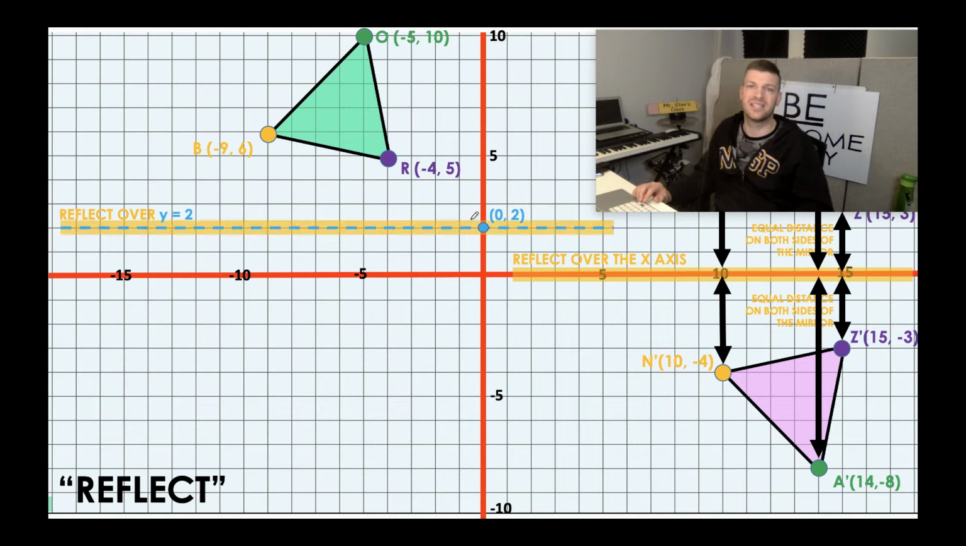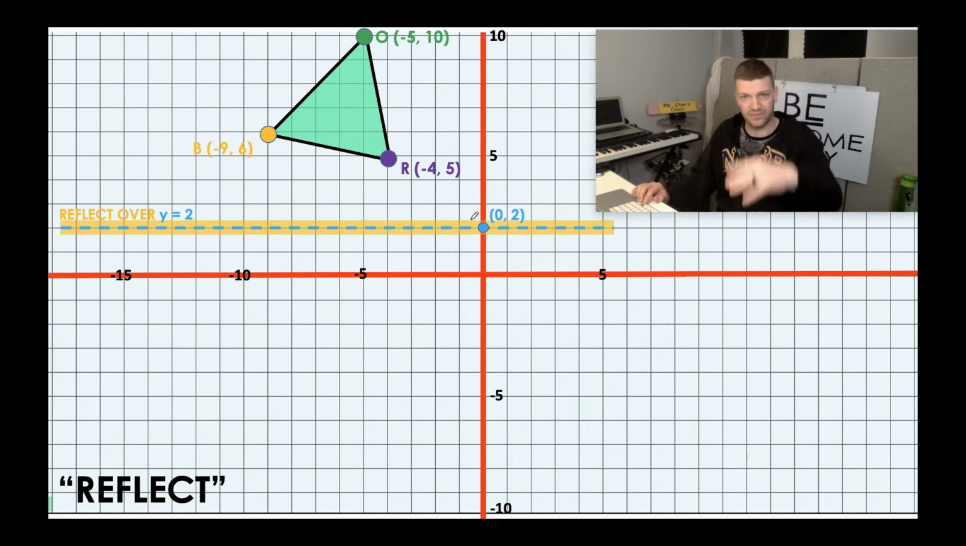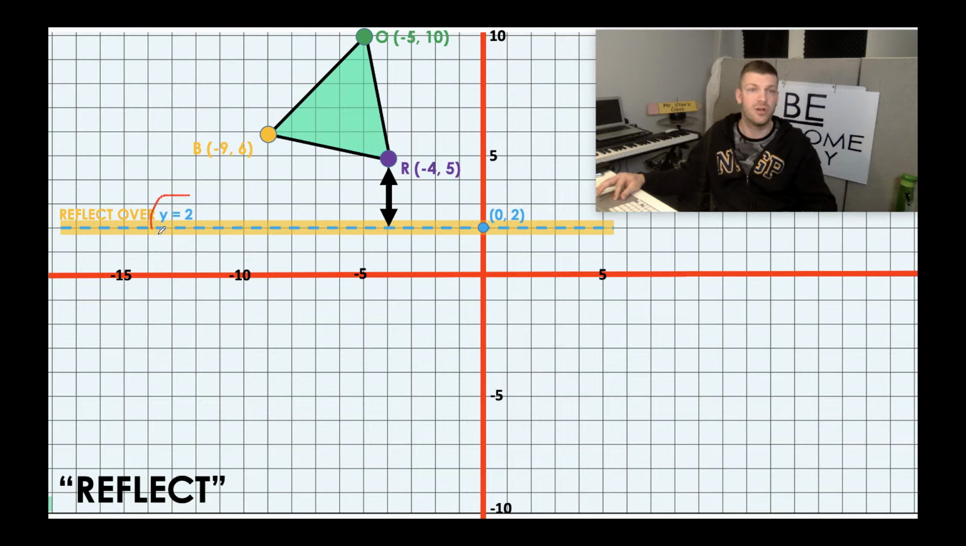Okay, so let's get rid of all the last question so we don't have to see it on our screen. Okay, so we're going to count how far R is from not the x-axis, because that is not the mirror point that the question said. The mirror point has stated y equals 2. So this is our mirror point. So we're going to count. It's 1, 2, 3 units away from the mirror point. So we're going to count 1, 2, 3 units away, and we're going to plot R prime.